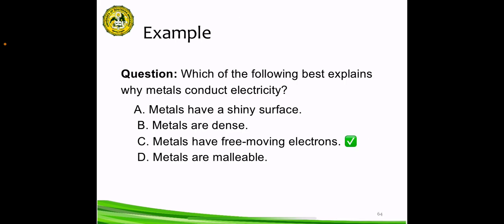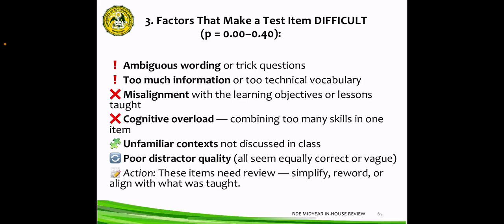This is the example of a moderate test or multiple choice. Which of the following best explains why metals conduct electricity? So the answer is metals have free-moving electrons. The question is not too easy and not too difficult, and it wants us to use our critical thinking skills.